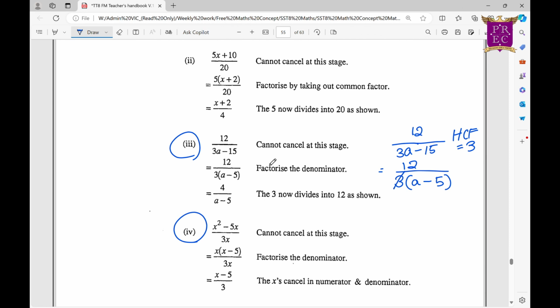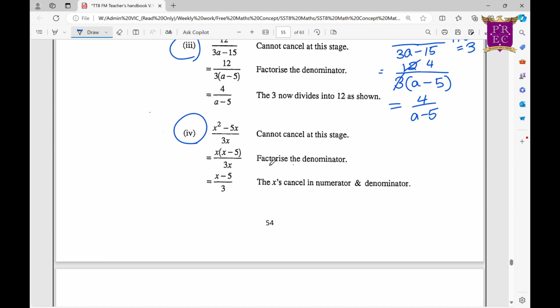And then we can just cancel the 3 and the 12. And so effectively, we're just left with 4 over a minus 5. That's the same in this example. x squared plus, negative minus 5x over 3x.